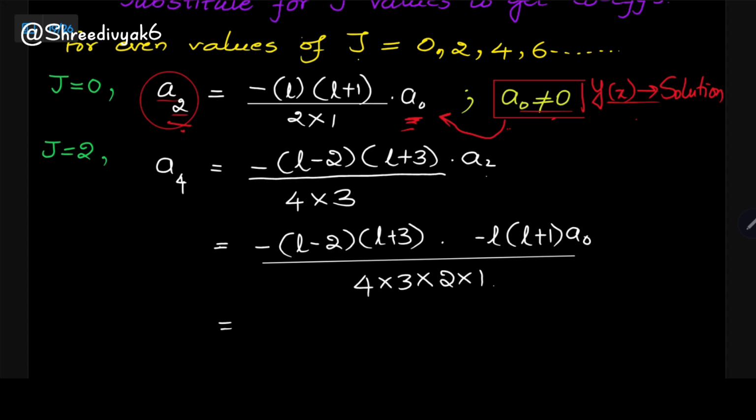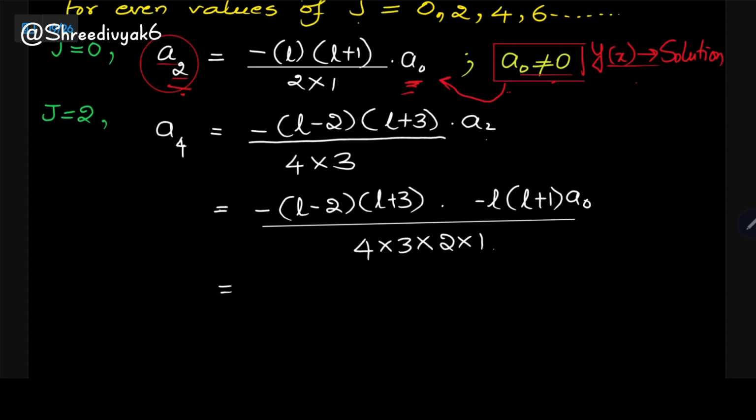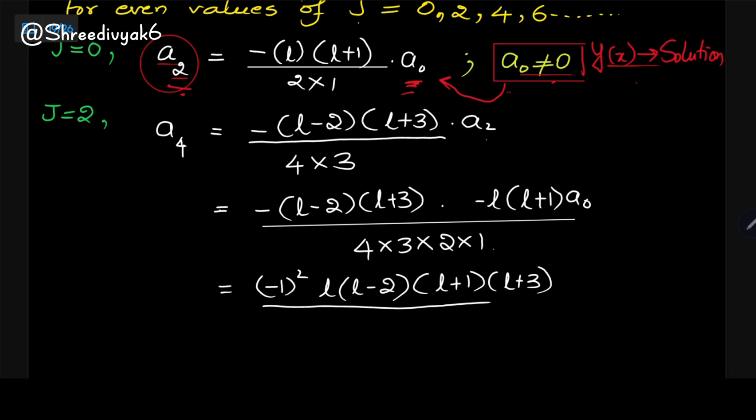Simplify this. Don't multiply, simply keep all those things as they are since we are generalizing. Minus 1 raised to 2 into L into (L minus 2) into (L plus 1) into (L plus 3), the whole divided by 4 factorial. Can I say 4 factorial? 4 into 3 into 2 into 1, into a naught. Now I am getting a4 also in terms of a naught. So if a naught exists, a4 will also exist.